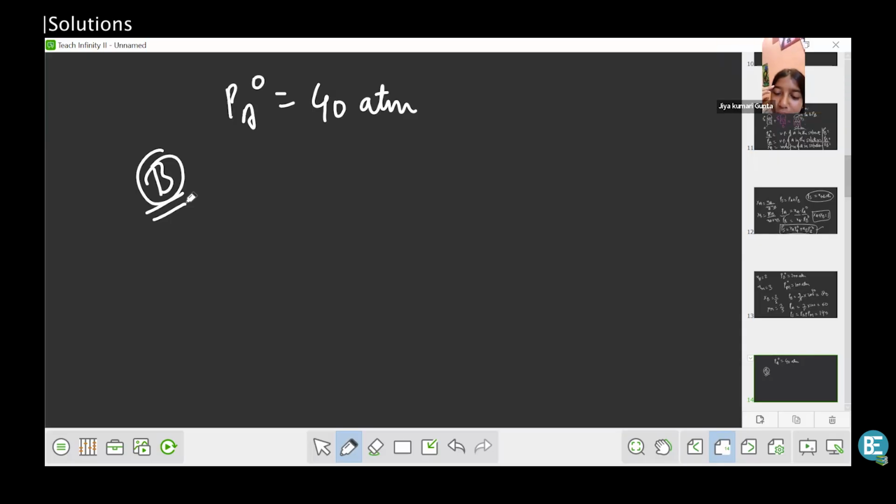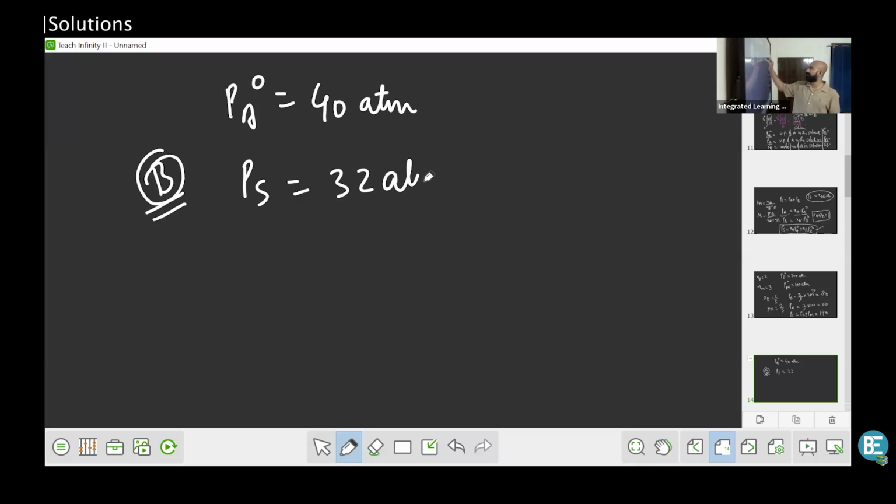Sir, can you repeat the question? Yes. Vapor pressure of pure A is 40 atm. When a solution of non-volatile B is prepared in A, then the vapor pressure of the solution is 32 atm.